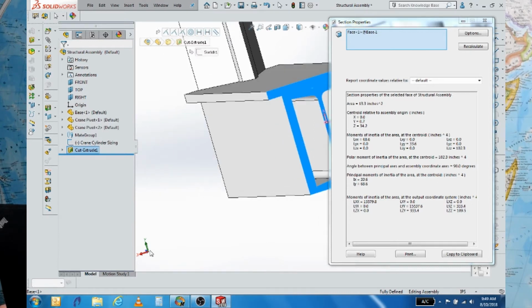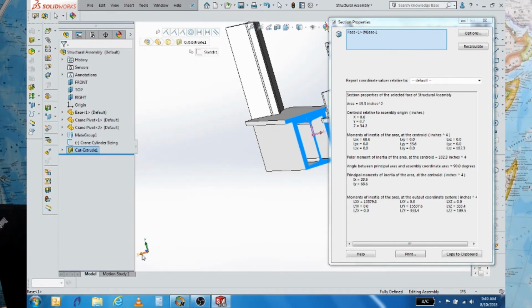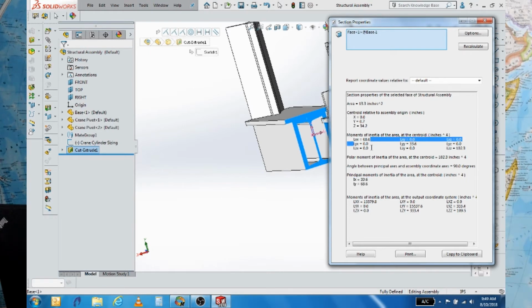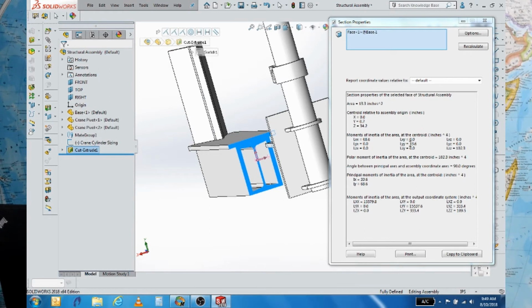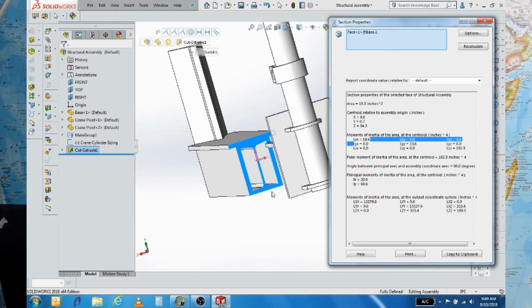Alright, so here we're looking for the moment of inertia about the x-axis, which is right here. It's 68.6 inches to the fourth. You can see there are two other numbers here that are of interest. The other one is about the y-axis, which is the vertical, which we'd expect to see less than the x-axis. And the interesting thing is the z-axis is always the sum of the y and the x. Alright, so now we've got those numbers.